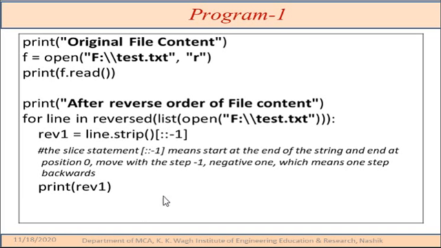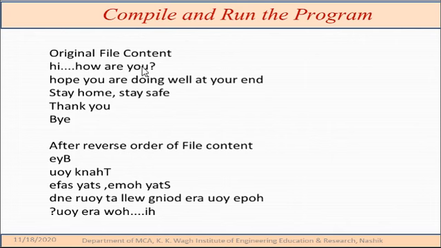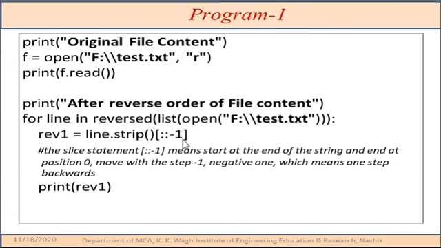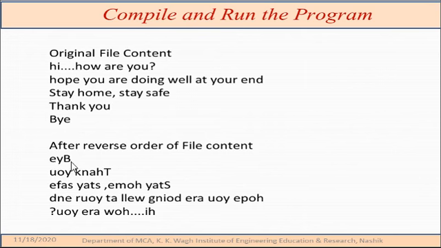That reversed variable can be printed, and if we run this program, the output shows the original file like this: hi, how are you, hope you are doing well at your end, stay home, stay safe, thank you, bye. Once we read all the contents and store them in a single variable, the slice statement starts from -1 and represents the data backward, so it prints in reverse order.